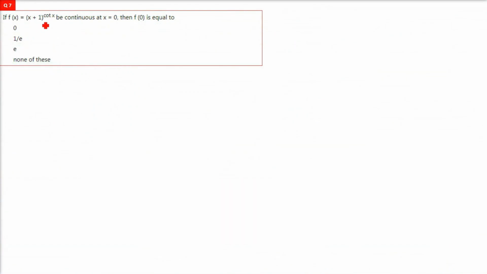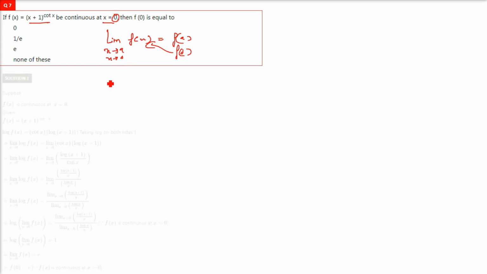If f(x) is equal to (x plus 1) raised to the power cot x be continuous at x equals 0, then f(0) is equal to. Now you have to have a fair idea about log, then only you will be able to solve this. So limit x tends to a f(x), this I am telling you about the continuity. If it is equal to f(a), in this case a is 0, so limit x tends to 0 f(x) if it is equal to f(0), then f(0) is equal to what? So we have to actually find out the limit here.